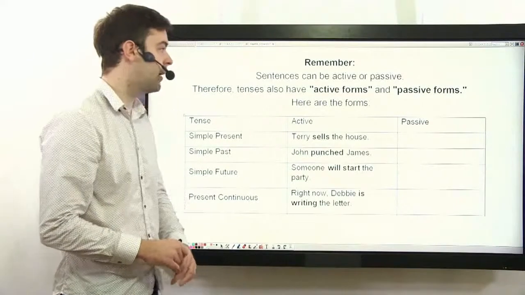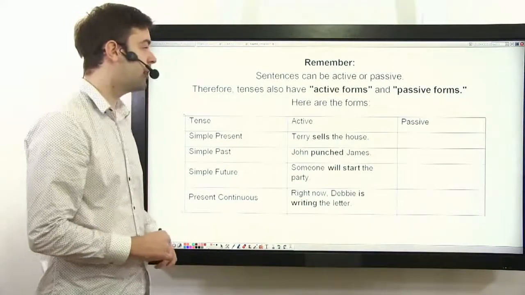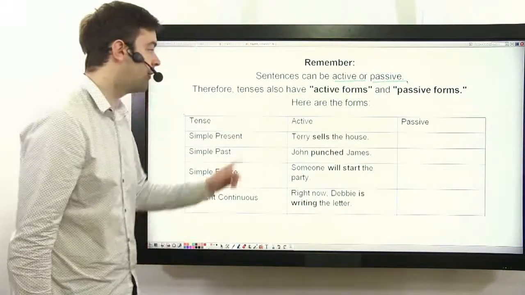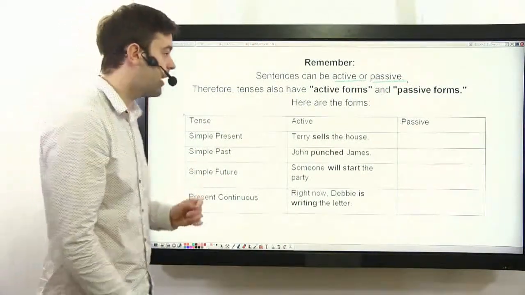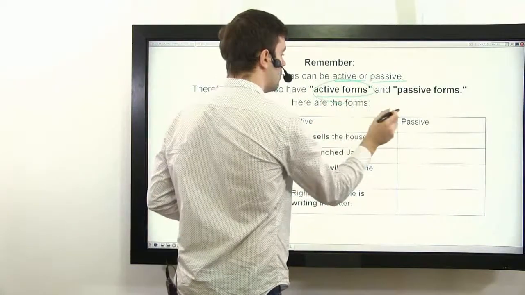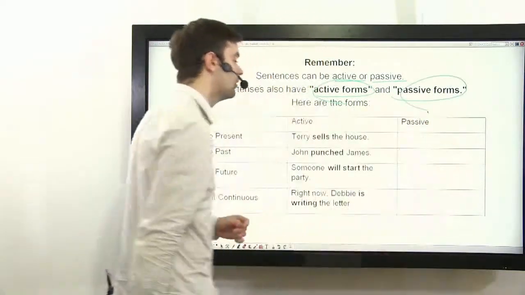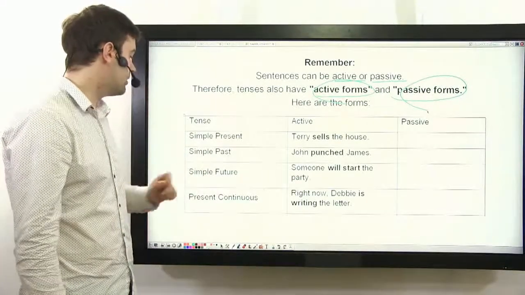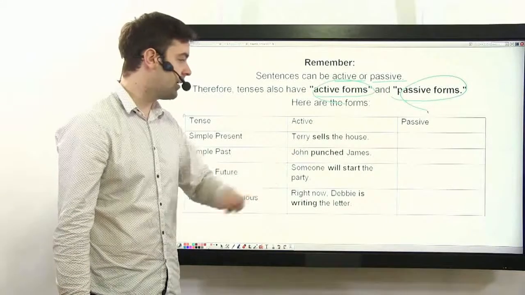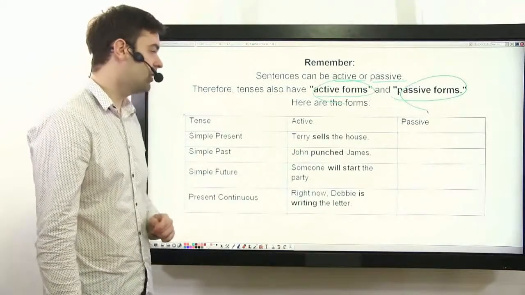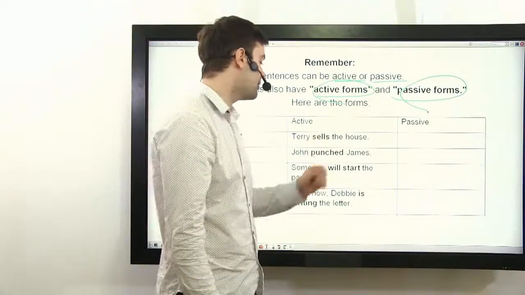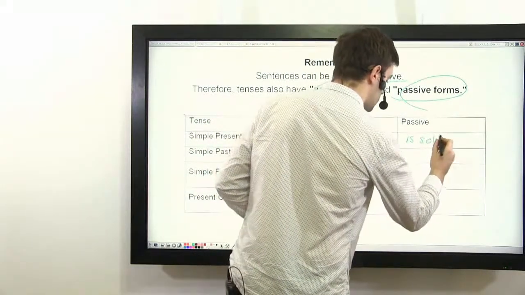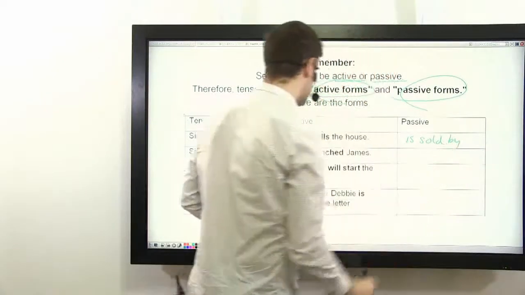So, remember, sentences can be both active or passive. Therefore, tenses also have active forms and passive forms. So let's go through the forms. So let's have a look at simple present. Terry sells the house is the active. The passive, the house is sold by Terry.